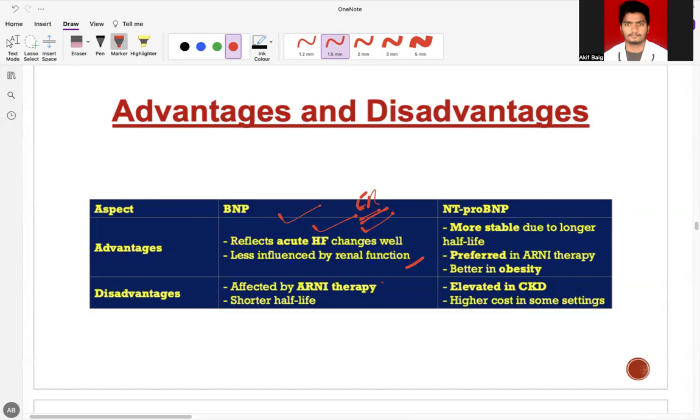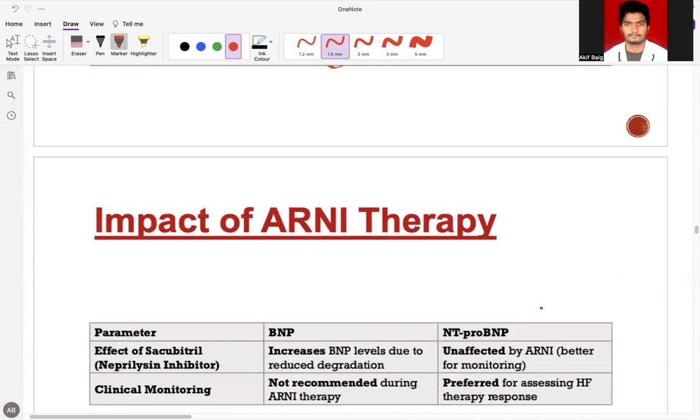The disadvantages of BNP are that, as we have already discussed, it is affected by ARNIs, and it has a very short half-life of 20 minutes. NT-proBNP is more stable due to its longer half-life. It is preferred in ARNIs because ARNIs don't have any effect on NT-proBNP, and it is also better in obese patients. The important thing to remember is that in CKD patients, NT-proBNP will definitely be elevated because it is removed mainly by the kidneys, and it also has a higher cost in some settings.